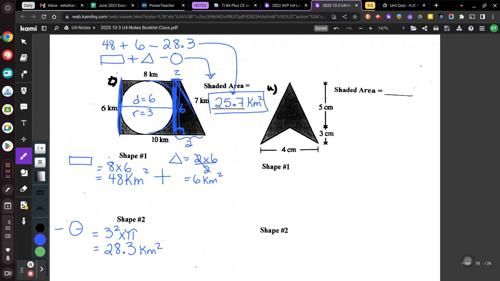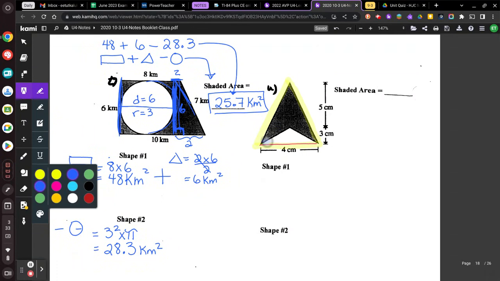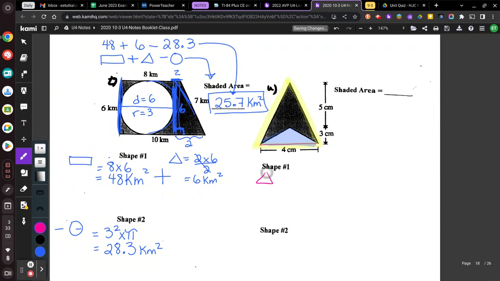Okay, let's take a look at the next question right beside us. We're going to see that we have two different triangles. So if I were to draw a line right here, we have a large triangle on the outside like this with that pink line. And then we have that teeny triangle on the inside, that little baby triangle, which is right here. So shape 1 is going to be the large triangle and shape 2 is going to be the small triangle. So our shaded area is going to be the large subtract the small.